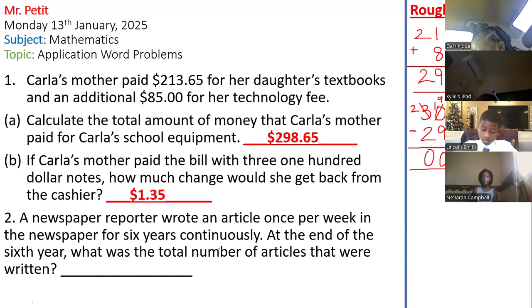52 weeks, very good. So since there are 52 weeks in a year, we have this newspaper reporter who wrote an article once every week. So in 1 year, how many articles is she gonna write in 1 year?